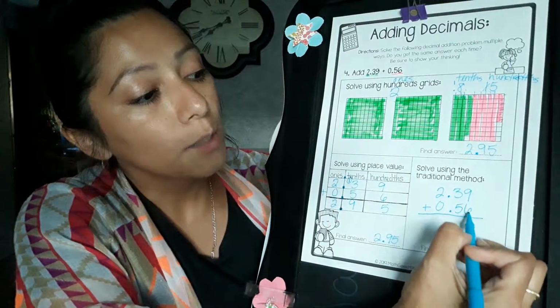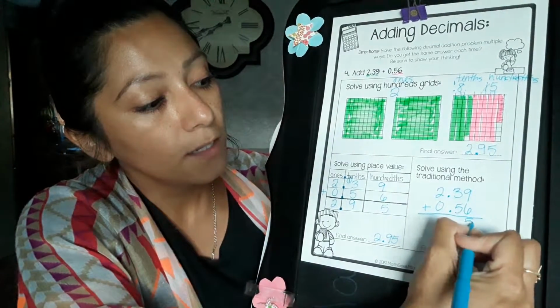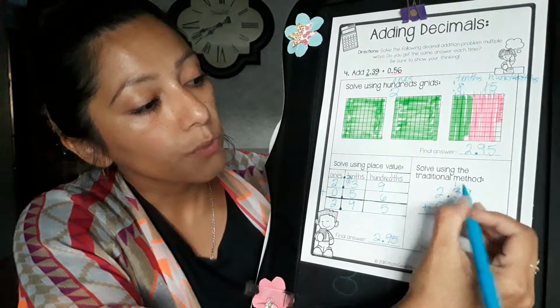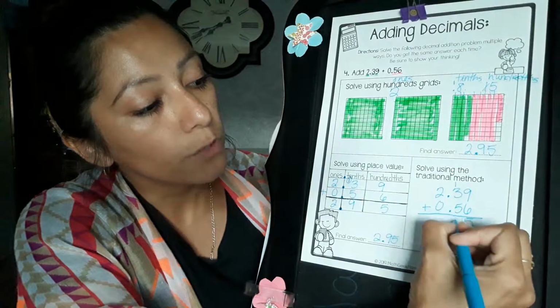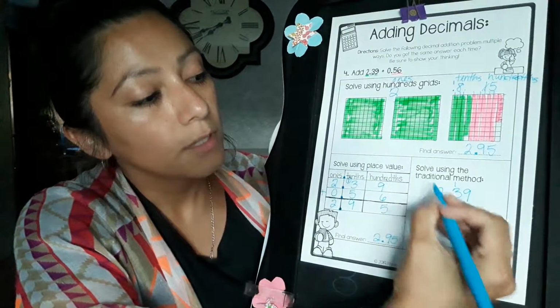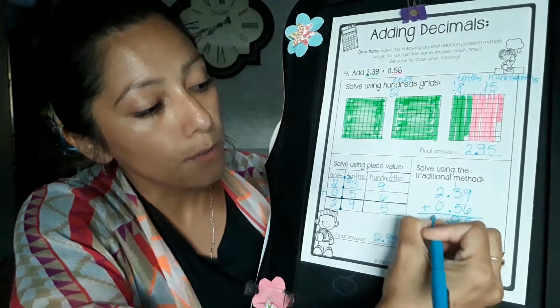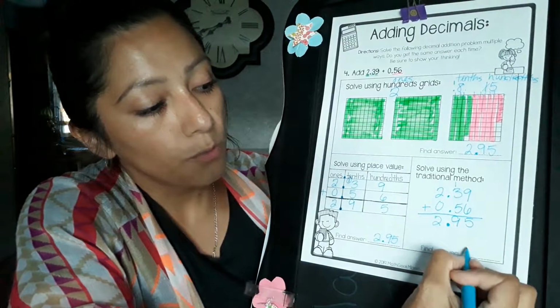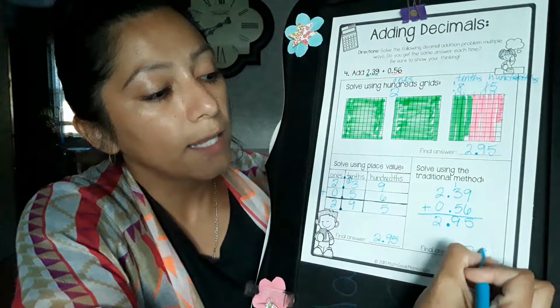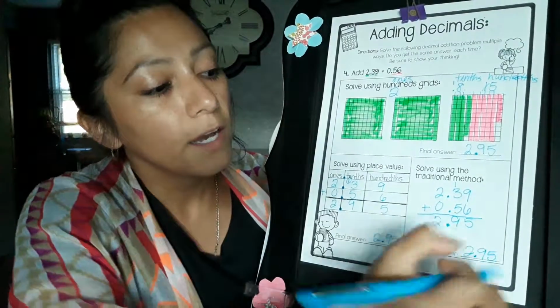So 9 plus 6 is 15. We carry our 1. 5 plus 3 is 8, plus 1 more is 9. Bring down our decimal. Then 2 plus 0 is 2. So again, our final answer is still 2 and 95/100ths.